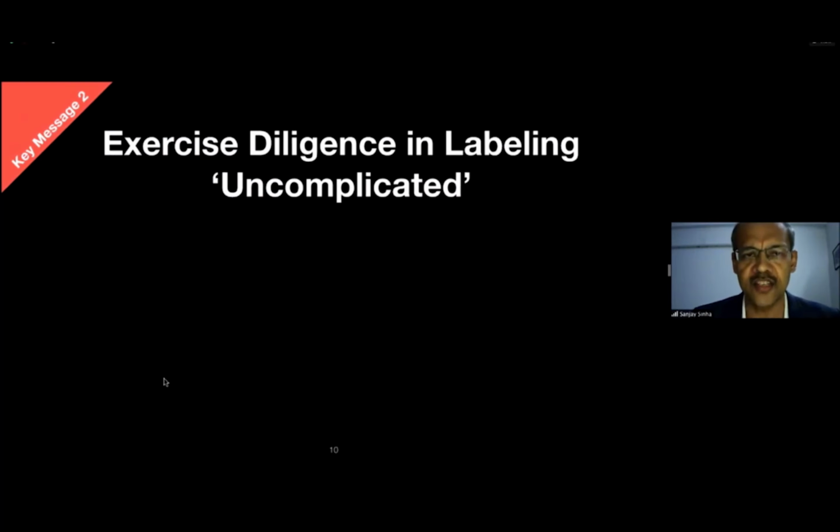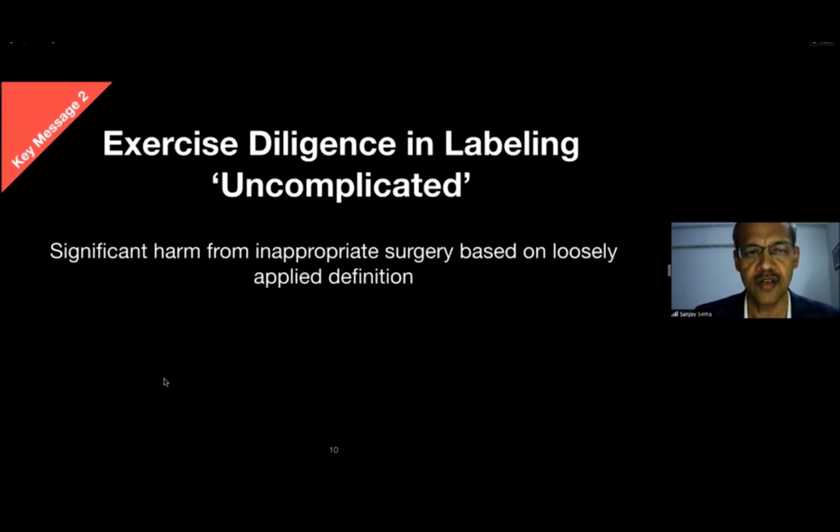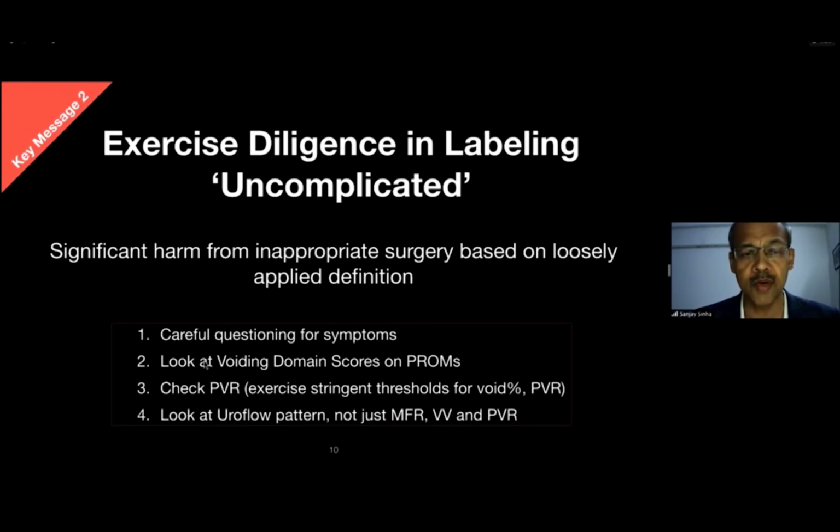So my second key message of the day is exercise diligence in labeling a patient as uncomplicated. There may be significant harm from inappropriate surgery based on the loose application of the definitions. At the bare minimum, you must have careful questioning for symptoms, look at voiding domain scores, check the post-void residual, exercise stringent thresholds for what you regard as acceptable void percentages, and look at the flow pattern, not just at the rate. And when in doubt, proceed with urodynamics before you do your surgery.